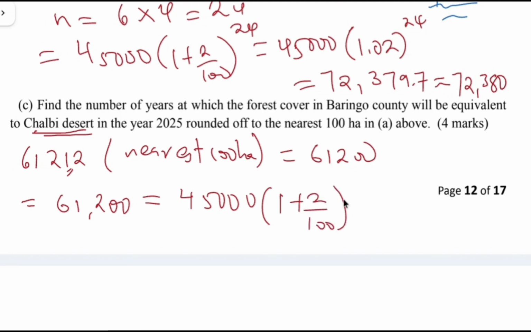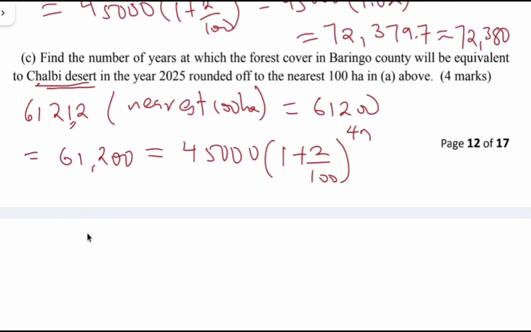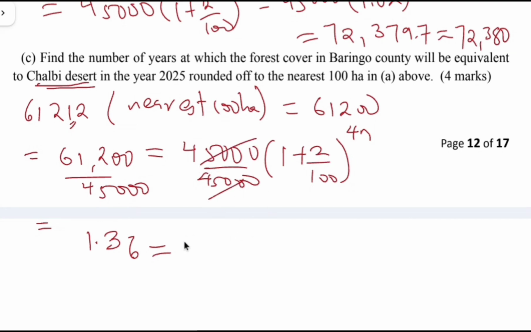Na hapa sasa utaandika 4 kwa sababu kila mwaka ni mara 4, so 4 times n, 4 times the number of n. So what you do, it becomes 61,200 divided by 45,000. Mpaka hapa tumeelewana. So take your calculator, chukua 61,200 divided by 45,000. Answer hapa itakuwa 1.36. So 1.36 equal to 1.02 power 4n.